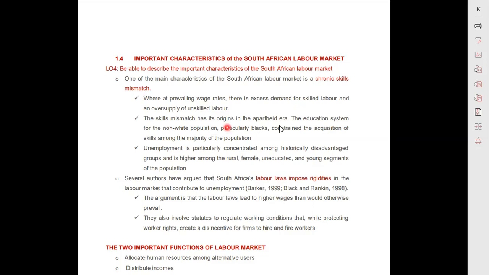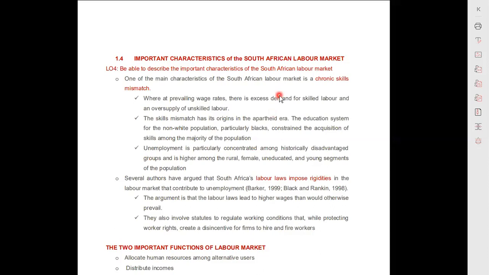The skills mismatch has originated from the apartheid era. The education system for the non-white population, which are the blacks, constrained the acquisition of skills. Blacks were not allowed to attain education. Stay on the farms, be a picker on the farms, plow wheat, plow maize, do not go to school. That's where the chronic mismatch is emanating from.